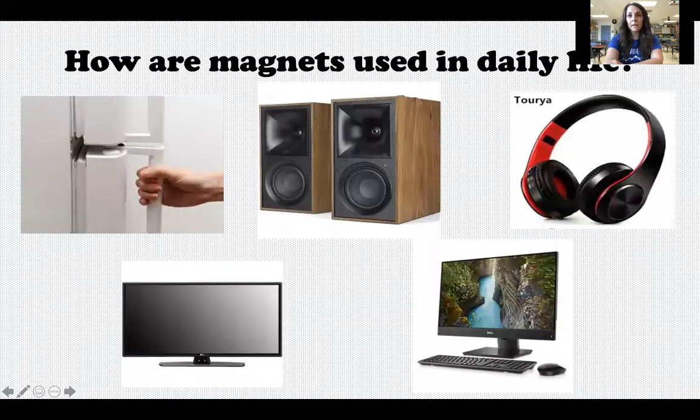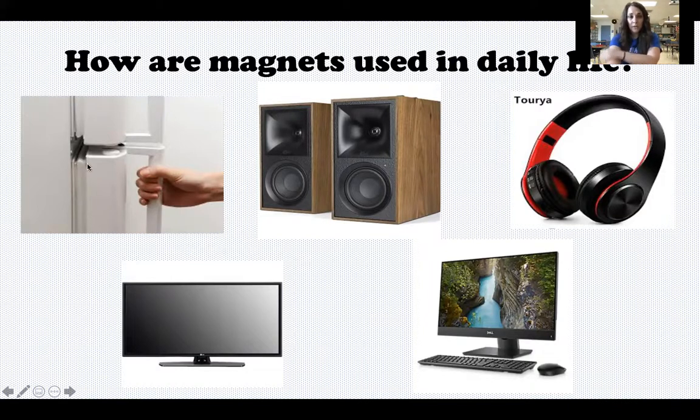So how do we use magnets in daily life? A lot of people don't realize that a lot of our electronics have magnets inside of them. Speakers, televisions or laptops, tablets, cell phones, all of those things have magnets inside of them.